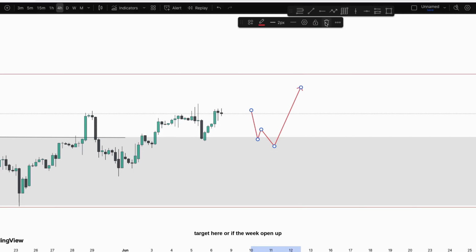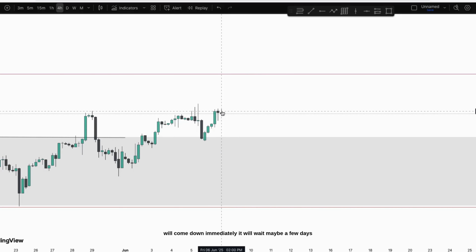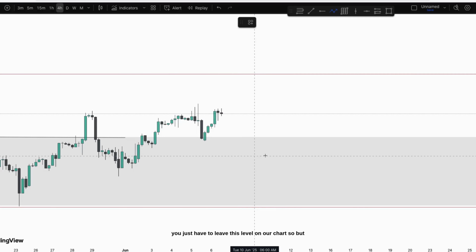Or if the week opens up and price starts pushing up higher, we're just going to trade the 4 hour, whereby if price just opens up, because NAS can do some crazy things. Sometimes if you think it's going to come down, it won't come down immediately. It will wait maybe a few days later, when you've forgotten about that level, then come back there and push up higher. So we just have to leave this level on our chart.